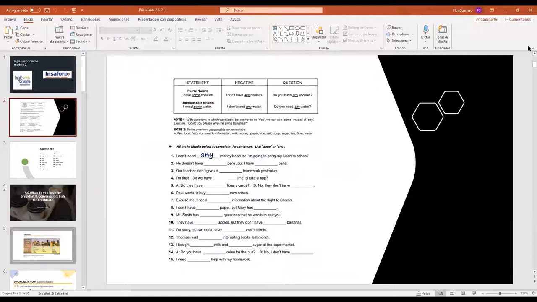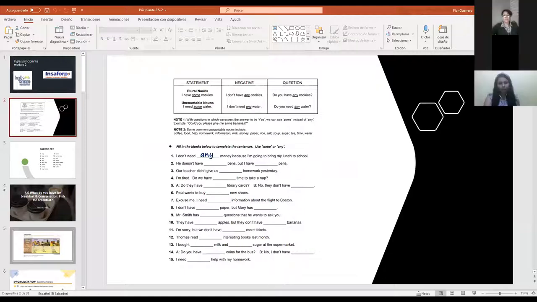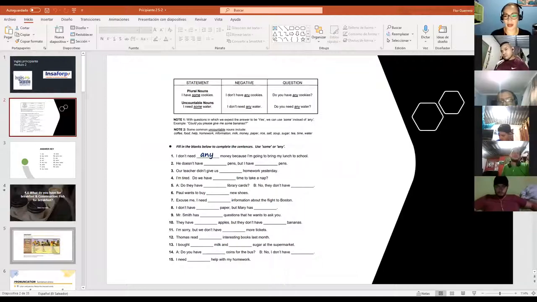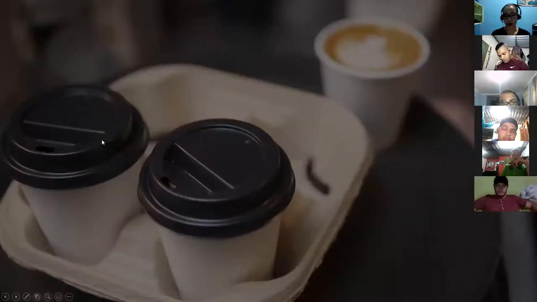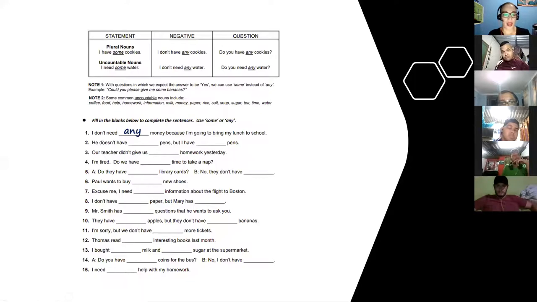We were saying that we're going to use some and any in questions, right? And there's no change in meaning. But if the sentence is negative, we are going to use any. And if the statement is affirmative, we're going to use some. So let us go ahead and try to complete this exercise by giving our answers or our guesses based on what we have studied. So the first one, it's, I don't need any money because I'm going to bring my lunch to school today.